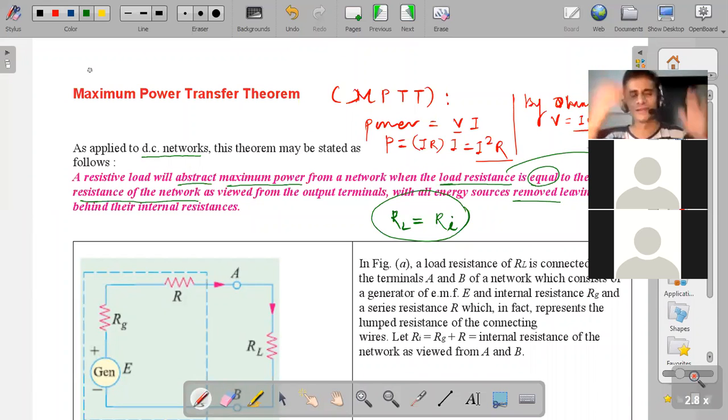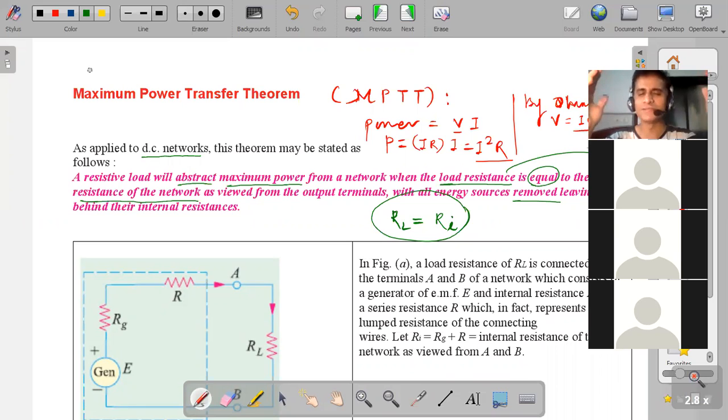There are different ways to write the statement of the maximum power transfer theorem, that is MPT. The simple statement is: if external resistance or load resistance is equal to internal resistance, then you will get the maximum power, that is I square into R. From the knowledge of current through that circuit and the load resistance, the external resistance, we can find out the power.